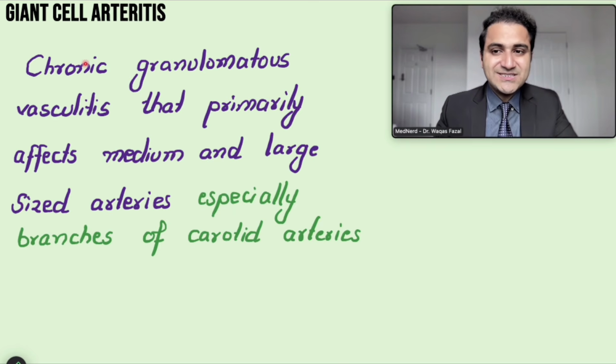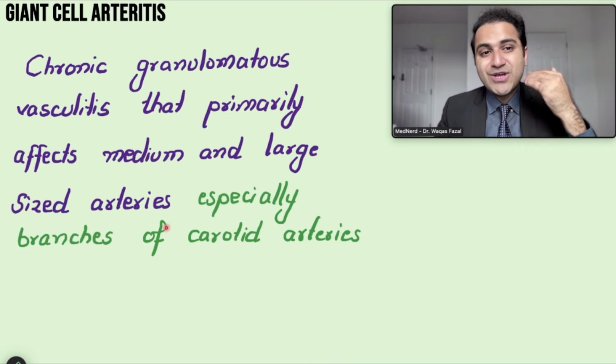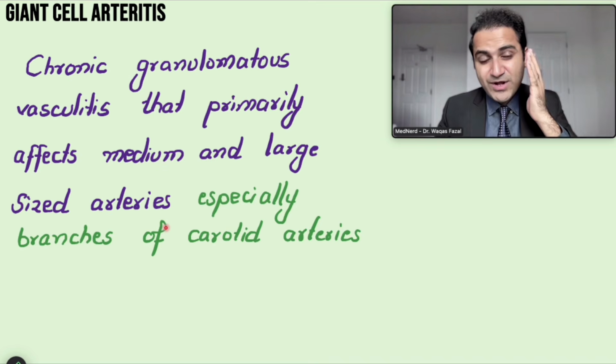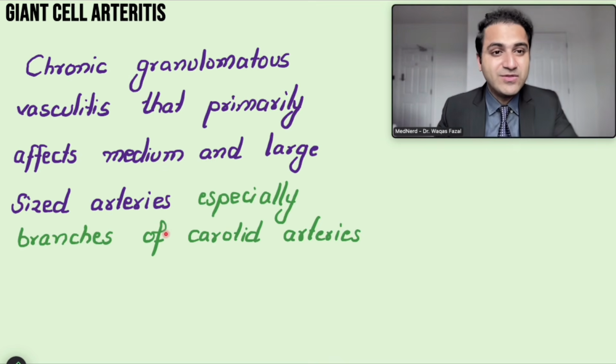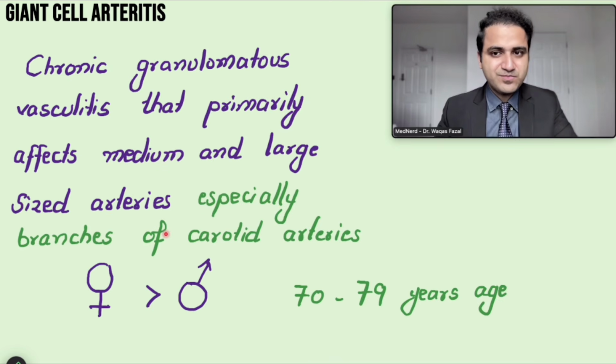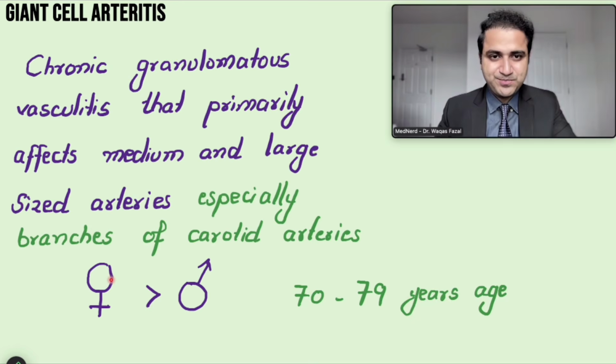Giant cell arteritis is a chronic granulomatous vasculitis that primarily affects medium and large size arteries, especially the branches of the carotid arteries. Therefore, it affects the eyes, it affects the temple region because these are the branches of the carotid arteries. It affects females much more than males, and the median age that it affects is 70 to 79 years of age. So very old females are the most common patients of giant cell arteritis.